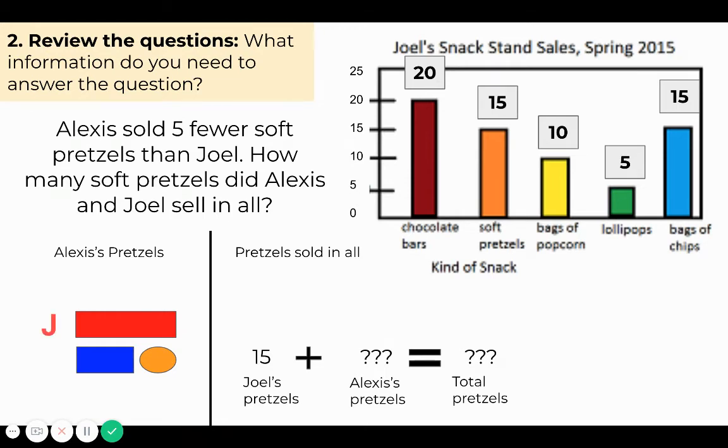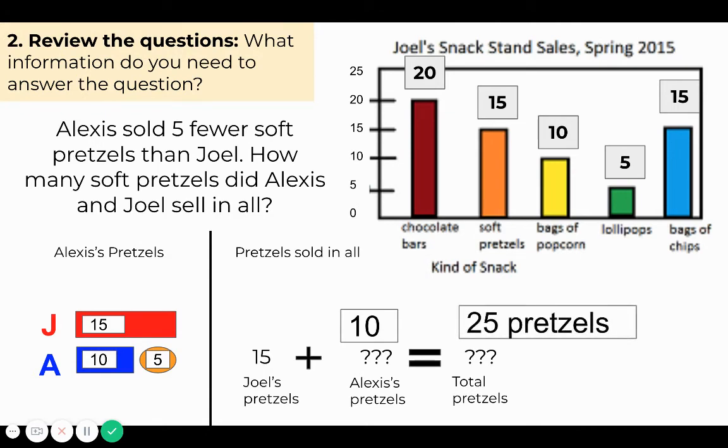So that tells me that Joel sold the most and Alexis sold the least. We know from the graph that Joel sold 15 soft pretzels. And we know from the word problem that Alexis sold 5 fewer soft pretzels than Joel. So I can figure out the missing piece by doing 15 minus 5 to learn that Alexis sold 10 pretzels. Now I can solve the second step. Alexis's pretzels were 10 pretzels, so 15 plus 10 equals 25 pretzels sold in all.